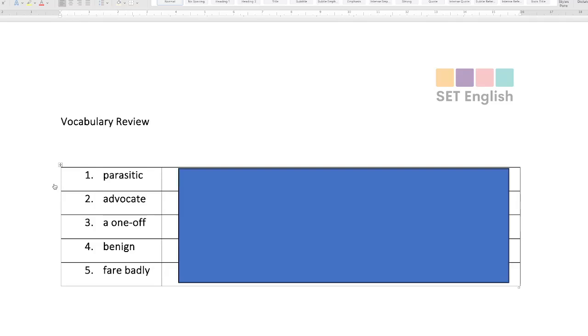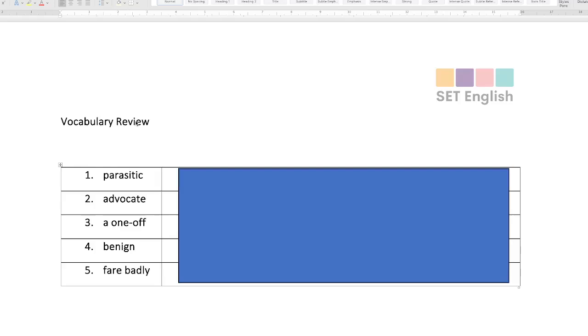Have a little think about those spellings, and I will show you now. Here we go. There's that spelling for you. Have a little look at that and check your spelling. We've got parasitic, advocate or advocate, a one-off, benign, and fare badly. Good words that are taken from a reading part C.